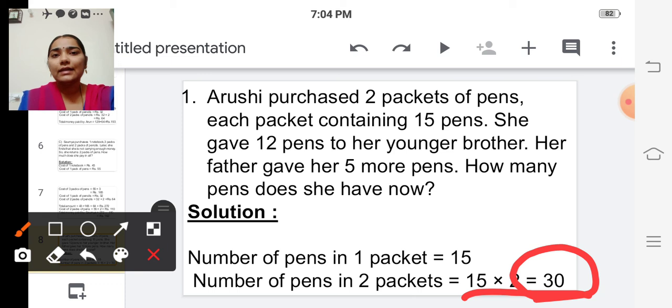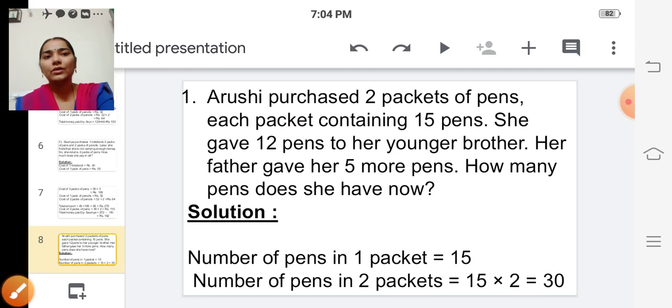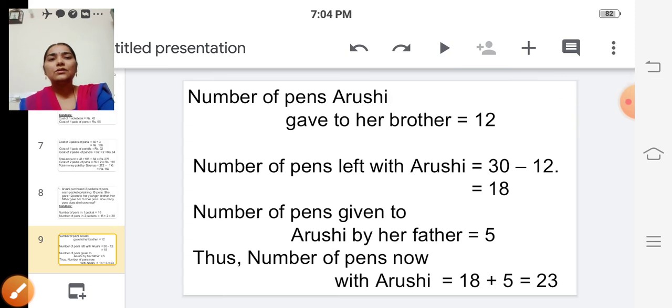And in the next step what we have to do? We have to subtract these 12 pens from this 30 pens, because she gave 12 pens to her younger brother, isn't it? So we have to subtract these 12 pens from these 30 pens. So number of pens Arushi gave to her brother is 12.